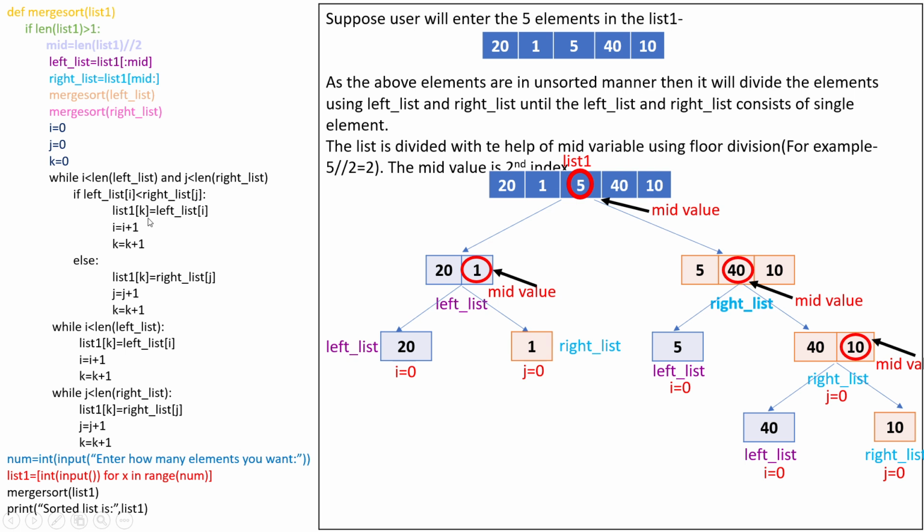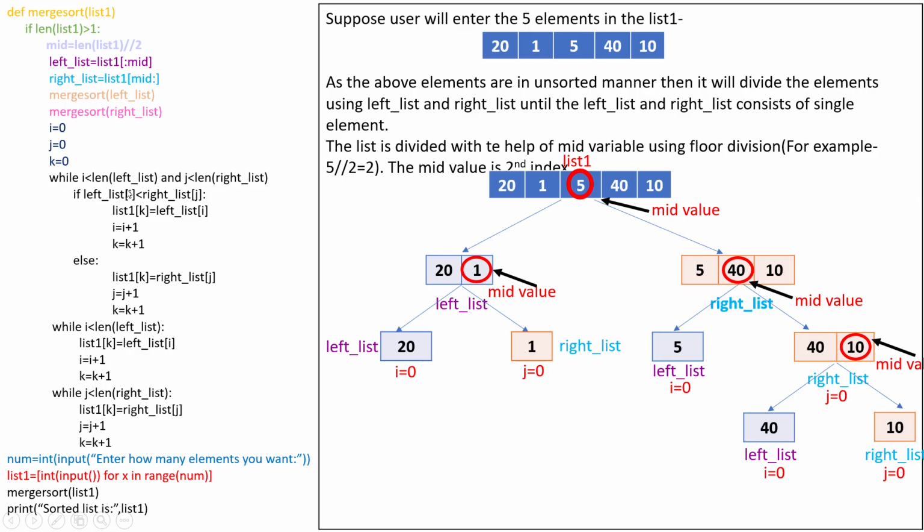List1 of k. What is k? 0. At my 0th index, what will be placed? The element which is present in the left list, 5. So k will be placed with the element 5. Now in the next line, i equals i plus 1, so i is incremented from 0 plus 1. Now i becomes 1. k equals k plus 1, so k is also incremented by 1. So i becomes 1 and k becomes 1.